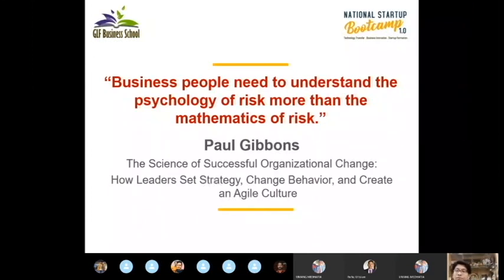As concluding remarks, I'd like to quote Paul Gavens, one of today's leading business scholars, from his book, The Science of Successful Organizational Change: How Leaders Set Strategy, Change Behavior, and Create an Agile Culture. The famous quotation is, business people need to understand the psychology of risk more than the mathematics of risk.